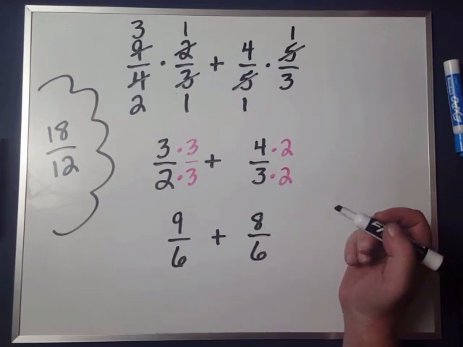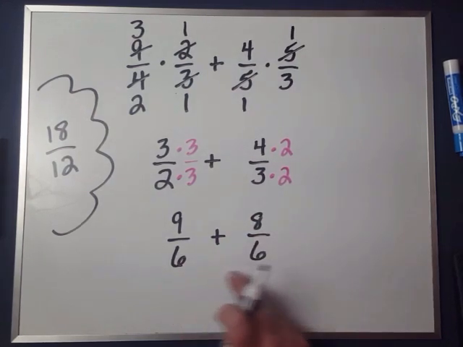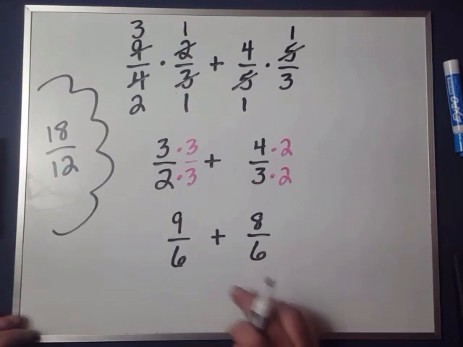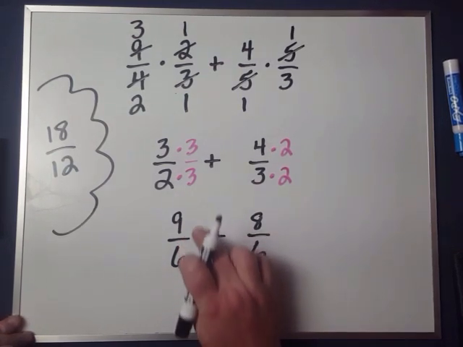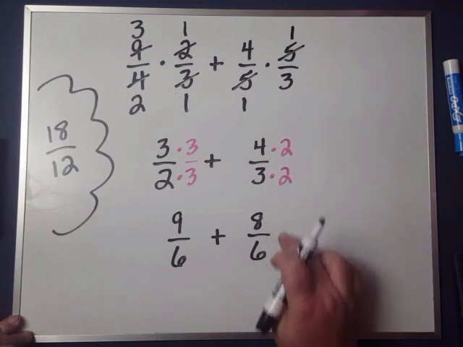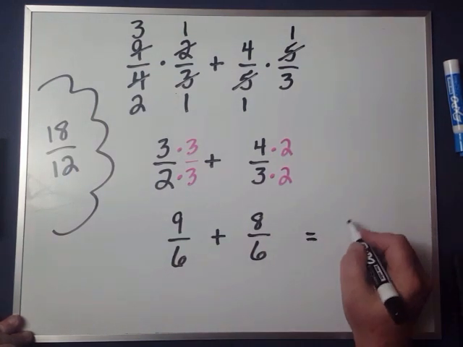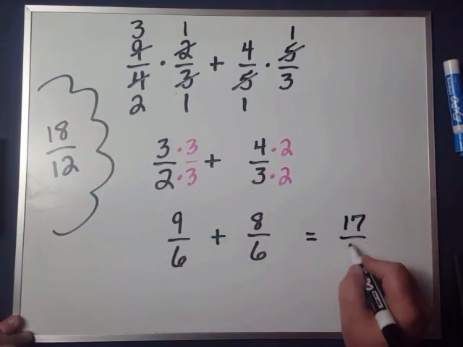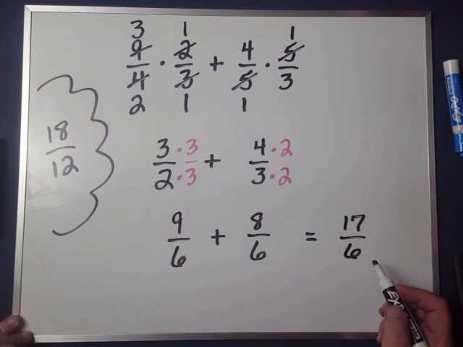No, that's silly. So when you add fractions, it's that same idea. You're adding 9 of these sixths, plus 8 more of these sixths, is going to total 17. 17 what? 17 sixths.